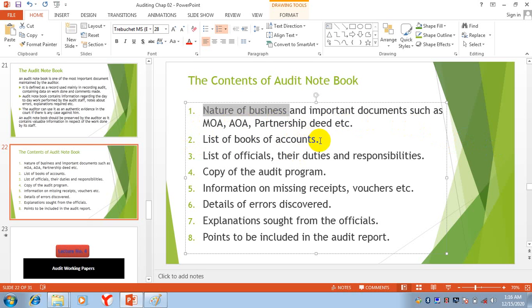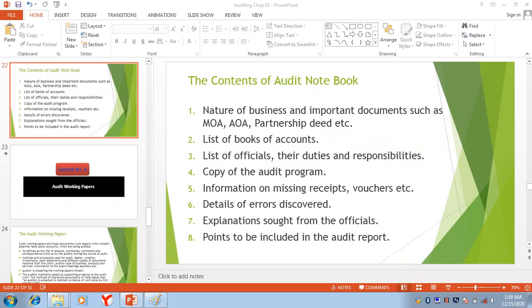List of books of accounts. Whatever books of accounts the company is using, we will keep a list of the books of accounts. List of officials: you know about the officials, the board of directors. For each board of director member, we keep a list of their duties and responsibilities. So we are keeping a record of this as well.